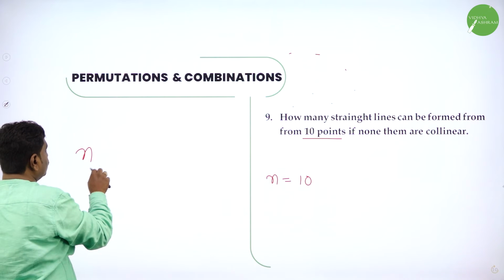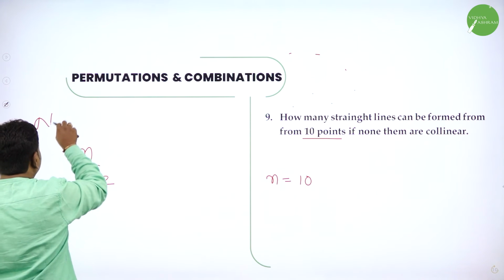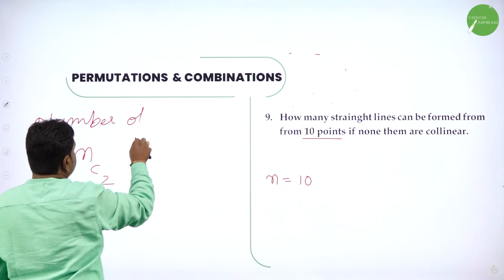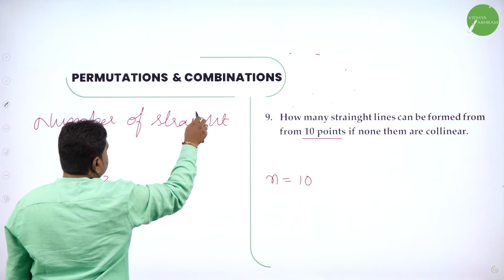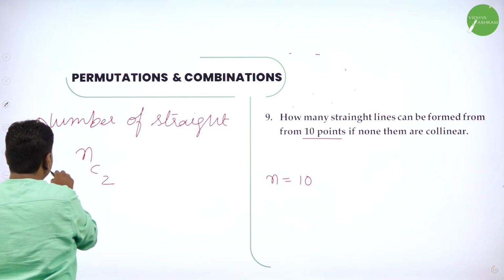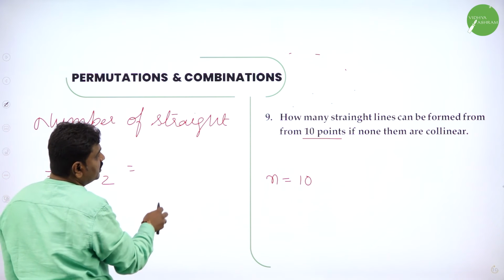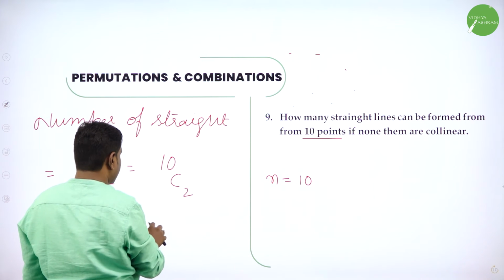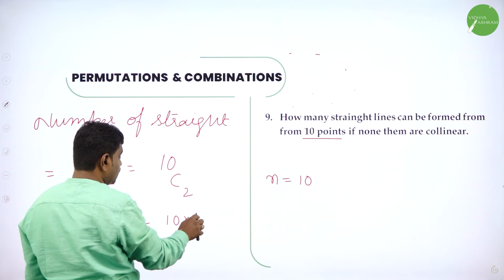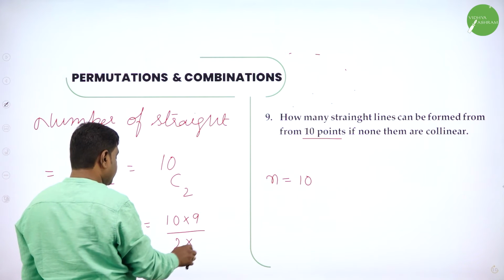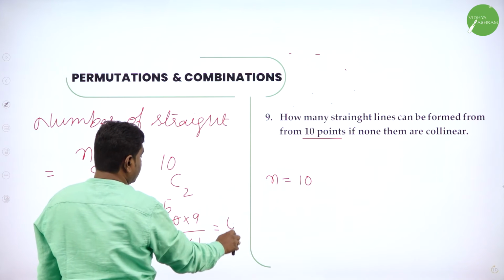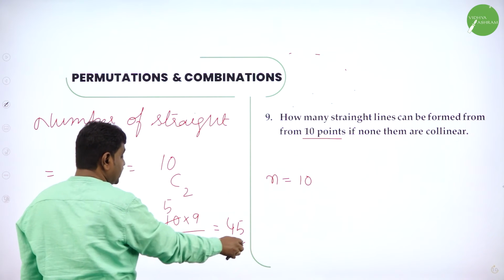So nC2. The number of straight lines is equal to nC2. n means how many? 10 points. Combine 2. So it becomes 10 into 9 divided by 2 into 1. Simplify: 2 ones are 2, 5 nines are 45. So 45 straight lines you can form.